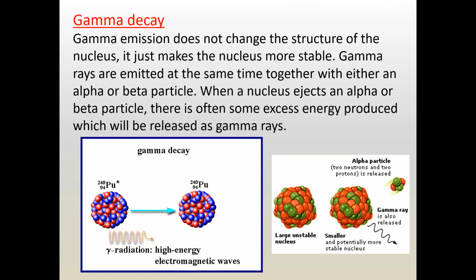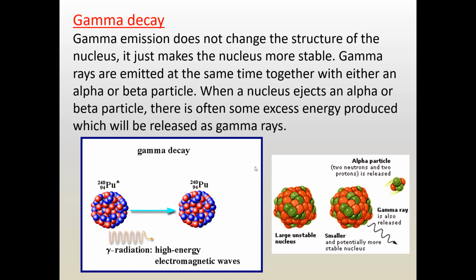Normally, whenever there is an alpha decay, it is accompanied by a gamma emission, or a beta decay is also accompanied by a gamma. So gamma emission, or instead of decay you can say gamma emission, does not cause any change in the atomic number or the atomic mass.